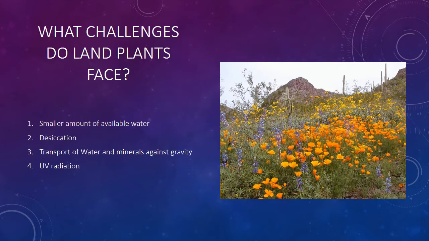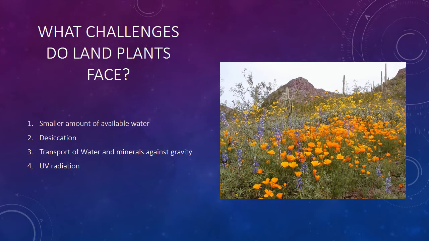So we're going to go over 4 different challenges that land plants face. The first is obvious, the smaller amount of water that's available. Like I said, we are comparing this to the green algae that live in an aquatic environment. Related to that is desiccation. Not only is there not as much water available, like if you were thirsty, for instance, but also just drying out, because now we have wind that will cause evaporation. It's one of the things that land plants have to be adapted for.